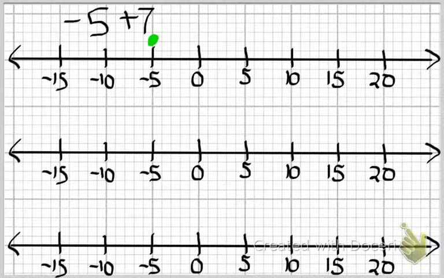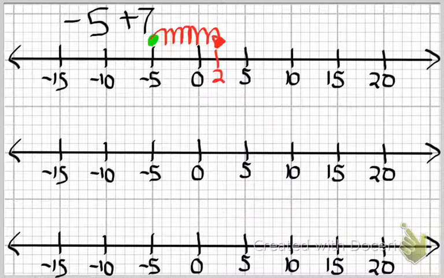In our example, we had plus 7. So from negative 5, plus means go to the right. We're going to go 7 spaces. 1, 2, 3, 4, 5, 6, 7. And that's where we end up. You just have to figure out what point that is. On my number line, I labeled every 5 tick marks, so that's going to be positive 2. That mark right there, that's where 2 is. So the answer to our question is positive 2.